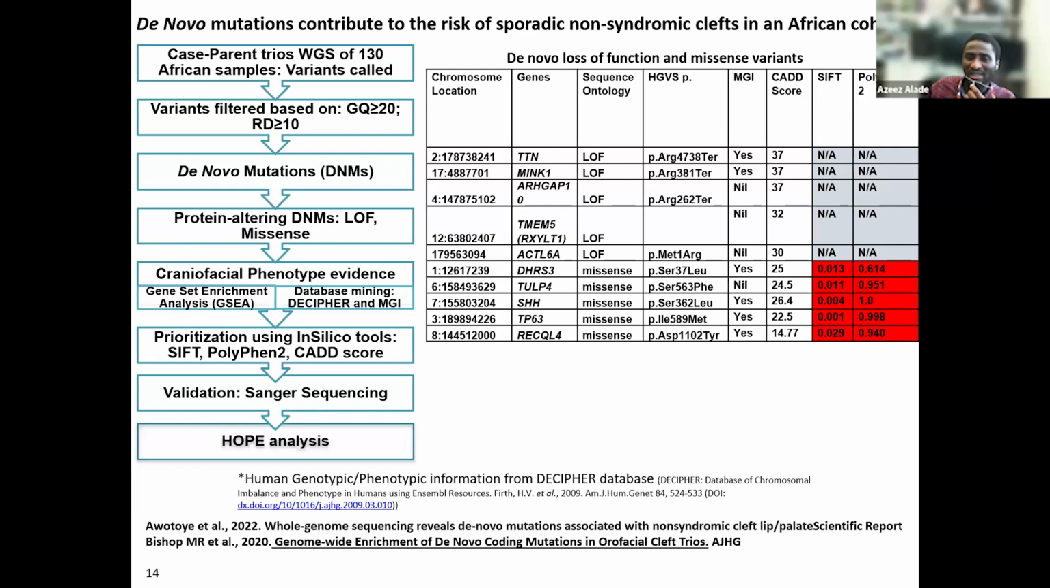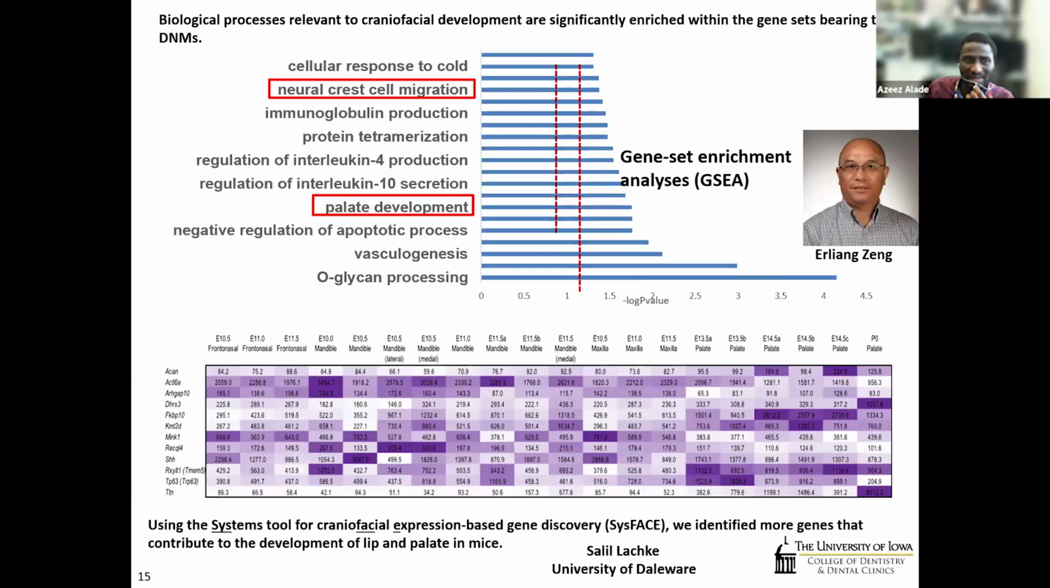So what it means is, instead of looking at single genes, single variants, can we start looking at a combination of those variants or a combination of those genes and start thinking about what processes these are driving? And to do that, we did a gene set enrichment analysis to ask the question, all these genes that have de novo variants associated with orofacial cleft, what processes are they involved in?